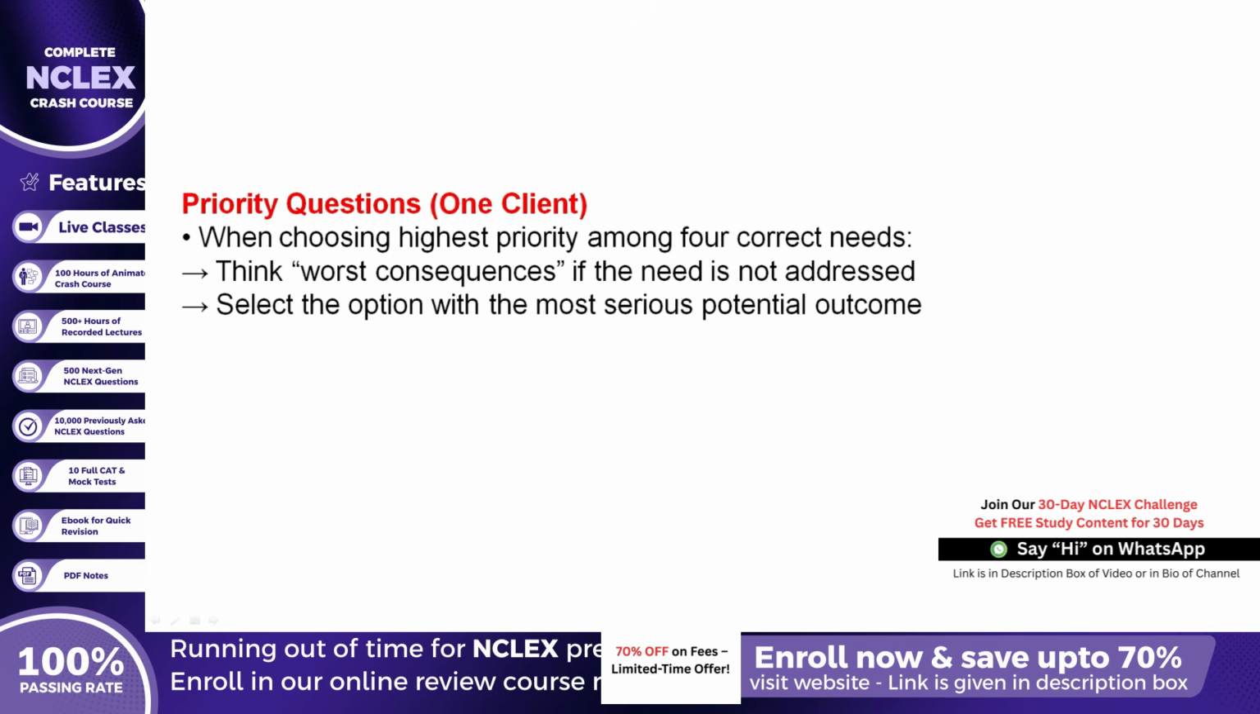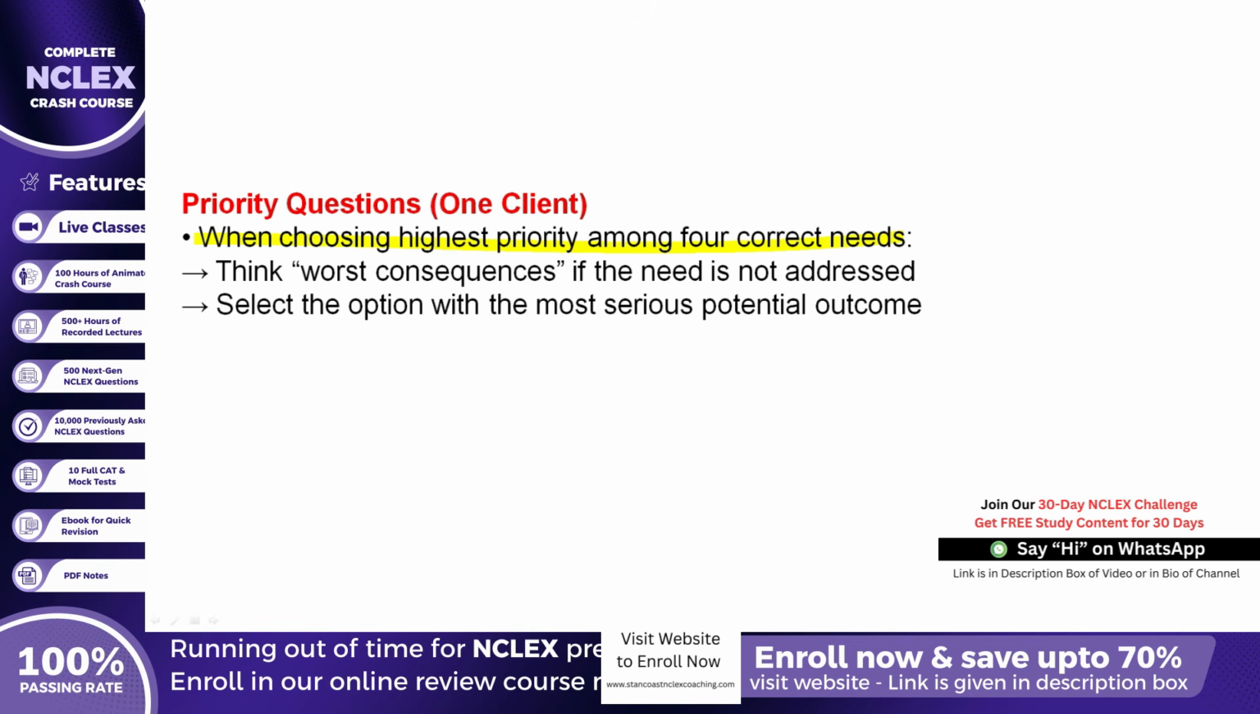And finally, when approaching priority questions for one client, remember that when choosing the highest priority among 4 correct needs, you must think about the worst consequences if the need is not addressed, and then select the option with the most serious potential outcome. When you are stuck between 2 answers, the first thing you should do is reread the question, because the clue is usually right there.